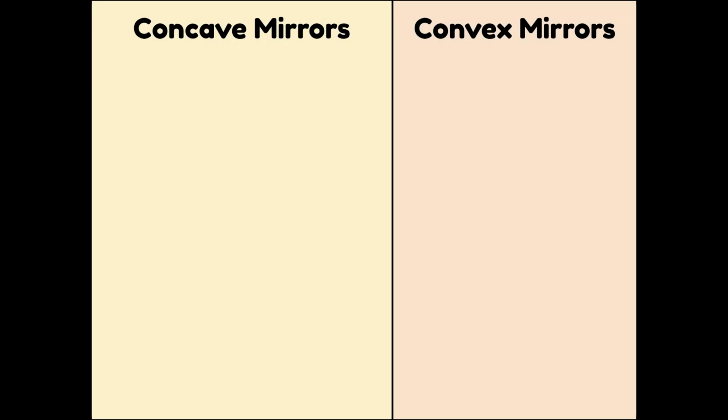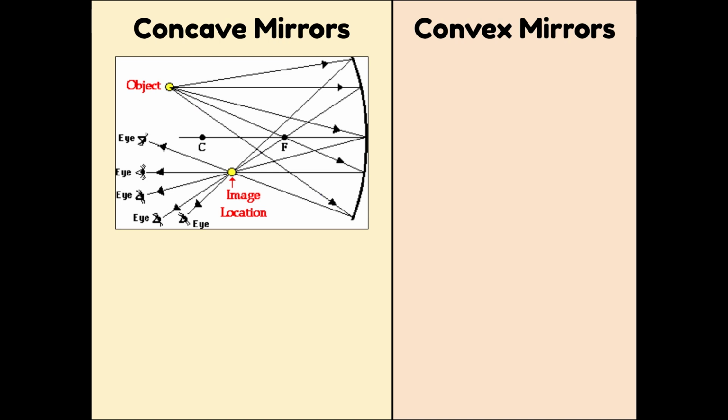Now, since there are many different types of images that a mirror can produce, let's quickly review the two types of spherical mirrors, concave and convex. A concave mirror is one that is bulged inward, and this is the type of mirror that can create an image by converging light together.